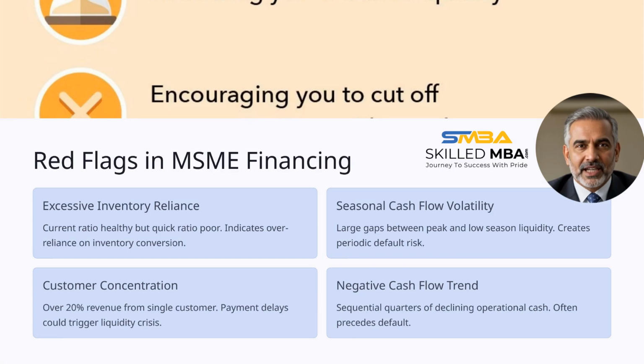Excessive inventory reliance can mask liquidity issues, as a healthy current ratio may hide a poor quick ratio. Seasonal cash flow volatility with large liquidity gaps poses default risks. Customer concentration, where over 20% of revenue comes from one client, can lead to crises if payments delay. Negative cash flow trends often signal impending defaults.